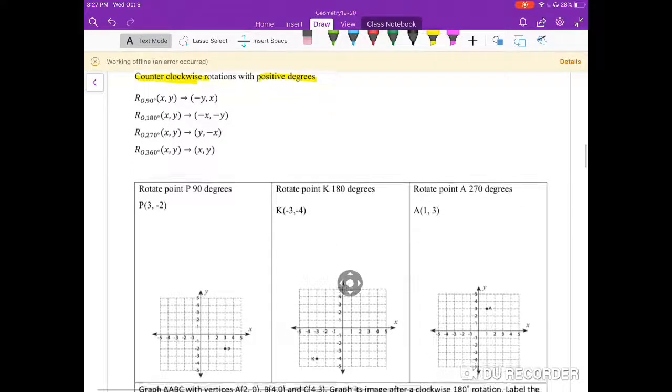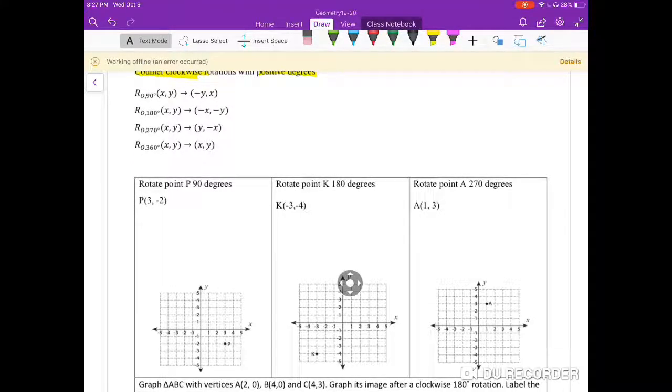So first, rotate point P 90 degrees. Since it just says 90 degrees, we know that it's counterclockwise. So I'm going to use this formula right here. If you look, the point (x, y) becomes the point (negative y, x). So I'm going to switch the order of these two numbers, and I'm going to change the sign of the y value, so the negative 2 is going to become a positive 2, and I'm going to switch it to the front, and then the 3 stays the same. That's a rotation of 90 degrees.